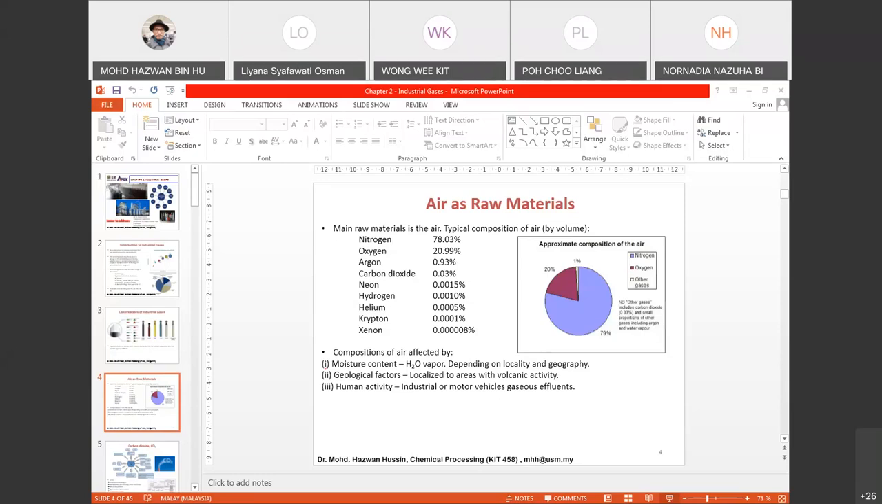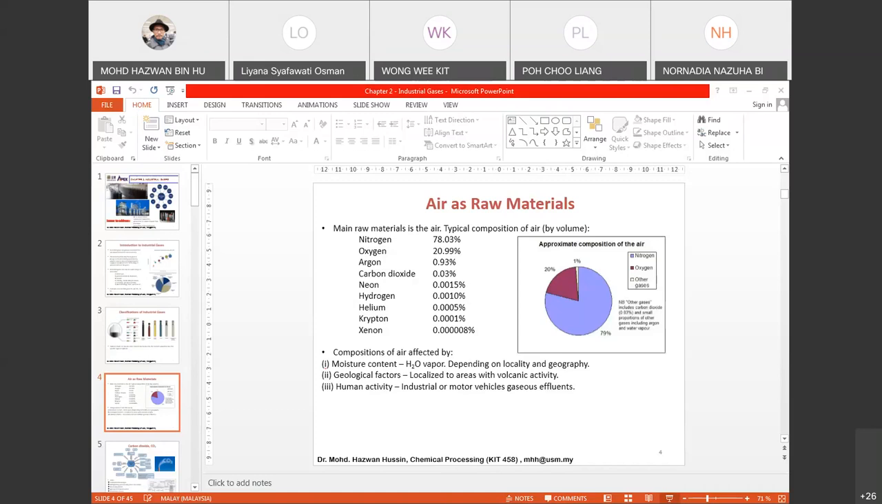Because we see there's a lot of land opening. The composition of air is also affected by moisture content, which actually is contributed by water vapor, depending on locality and geography. So as I said, depending on the area that you are looking at, the components and everything will be different as well. Geological factors apply to area and activities. This is important because in a region that has volcanic activity, you will see a lot of sulfur emission from eruption or from the vapors and everything.